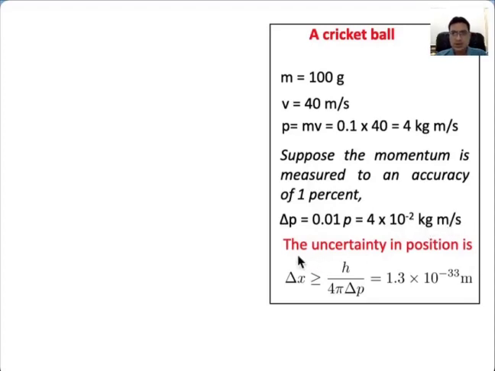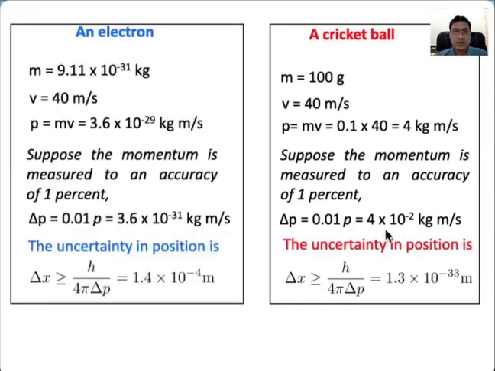And now you can calculate the uncertainty in the position. If the uncertainty in the momentum is 1%, the uncertainty in the position of the cricket ball comes out to be 10 to the power minus 33 meter. Now if you go to the microscopic world and take an electron and say that the same is true, then the uncertainty in the position comes out to be 10 to the power minus 4 meter.